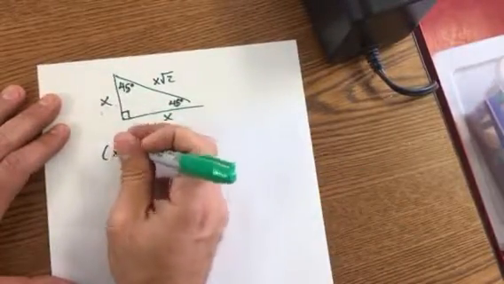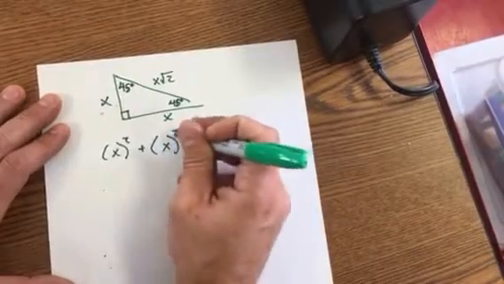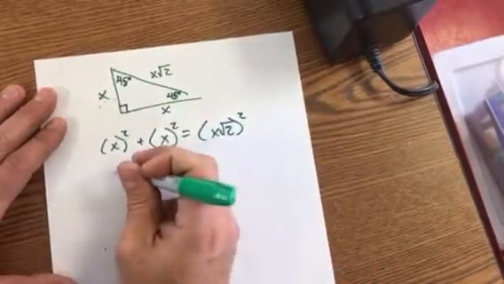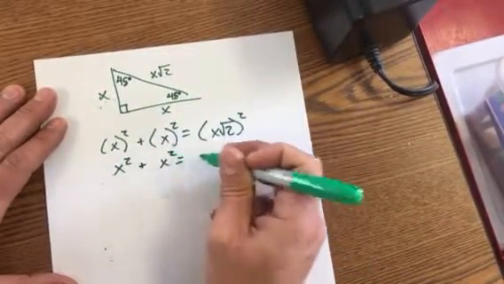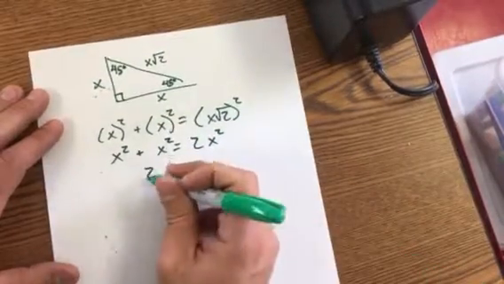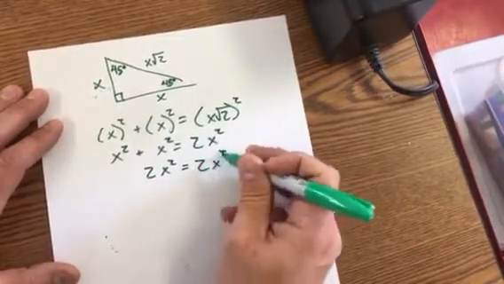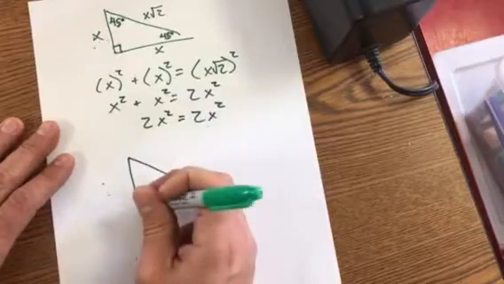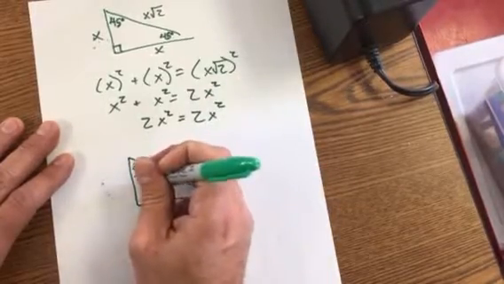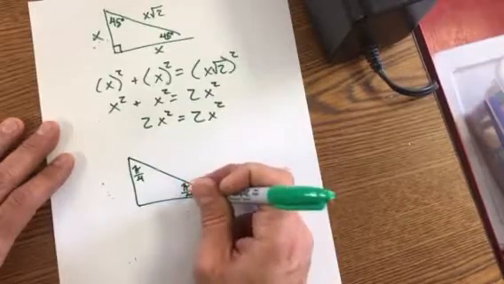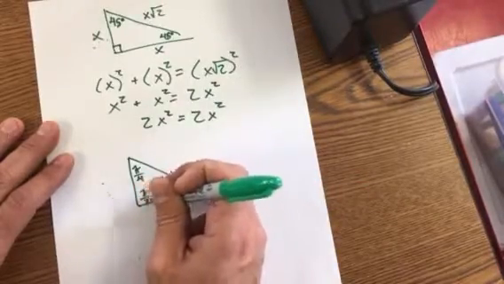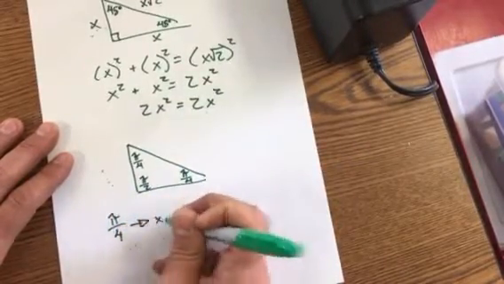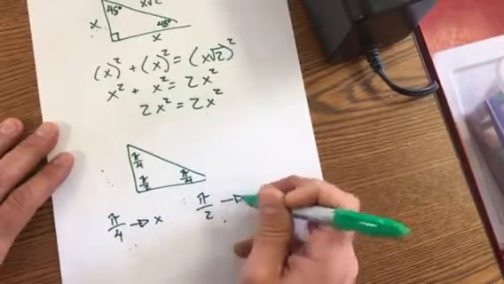So again, doing the Pythagorean theorem, I would get x squared plus x squared from a squared and b squared equals x square root of 2 squared from c squared, which gives me x squared plus x squared equals 2x squared. So it does work out, which is how somebody derived that in the first place, but just to show you. So the difference here is this is going to be pi over 4, and this is going to be pi over 4, and this is going to be pi over 2. So now our pi over 4s correspond to x, and our pi over 2 corresponds to x square root of 2.